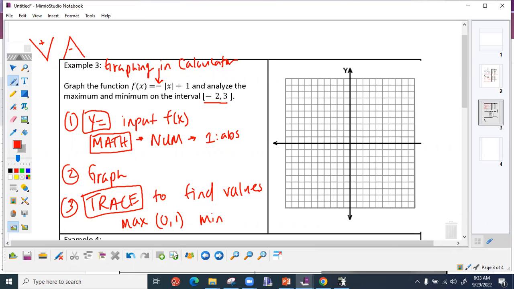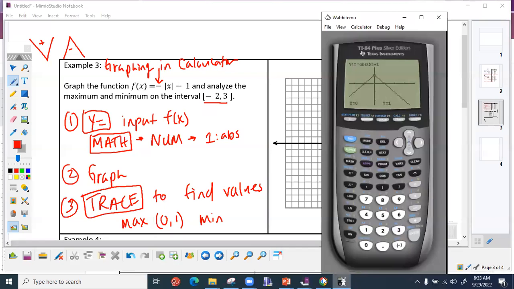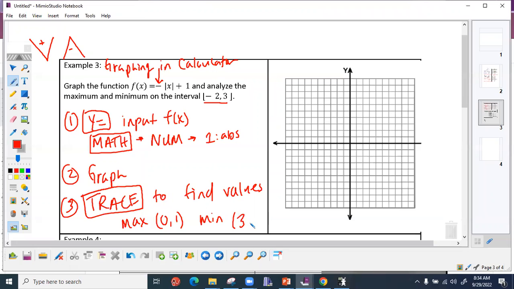Now we're looking at our min. And our minimum value is at, from over here, when we typed in 3, it took us all the way down here to -2. And -2 is our lowest point that we can see from -2 to 3. So we're going to say that our minimum is at 3, -2. So at x equals 3, we have a minimum of -2. Okay, and that's what it's wanting you to do.